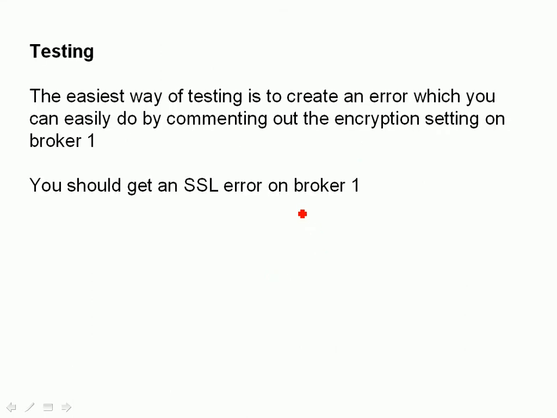Okay, testing it. Well, there's no real easy way of testing it except to cause an error. So what I do is give it an incorrect CA path or an incorrect CA file, and you should see a secure sockets error appearing. Once it's configured and you start sending messages between those bridges, you can't tell that it's encrypted unless you go and have a look at the data flow using something like Wireshark.